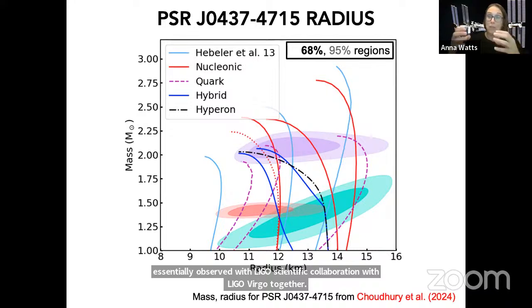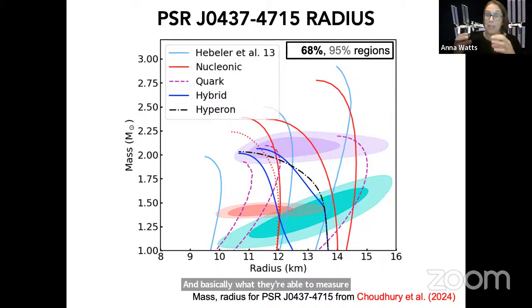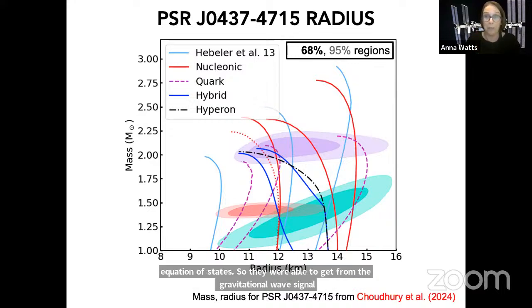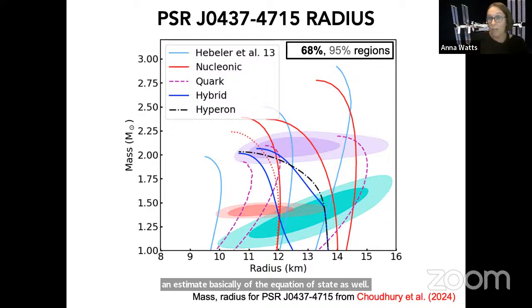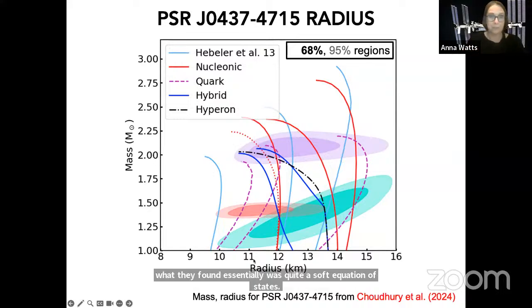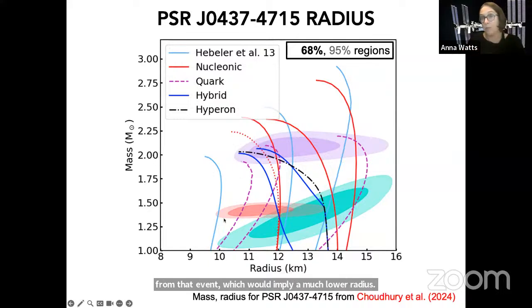And basically what they're able to measure is the tidal deformability of those neutron stars as they spiral in towards each other and deform. The mass and the tidal deformability also depend on the equation of state. So they were able to get from the gravitational wave signal an estimate of the equation of state as well. And what they found was quite a soft equation of state from that event, which would imply a much lower radius. So the two NICER measurements that had come before were a little bit higher in terms of radius, consistent because our error bars are all quite large. But essentially they were tending towards rather softer things.